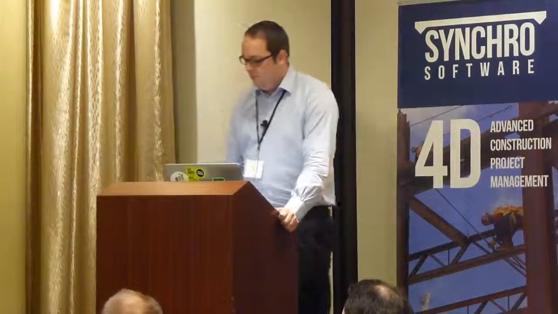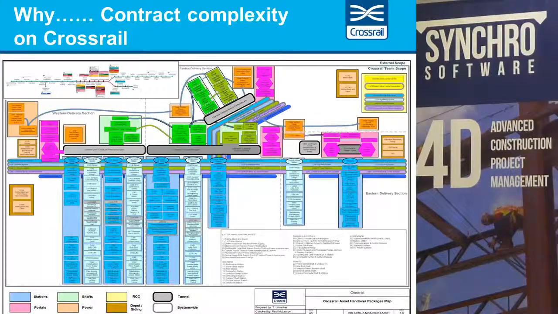So that's what we consider to be visual planning or 4D. This next slide is really why we do it, and again this comes up a few times because we are a client. A lot of people don't understand why we as a client need to do 4D. They think it's a contractor's tool. So this slide represents every contract that's on Crossrail. Each one of those rectangular boxes is a contract.